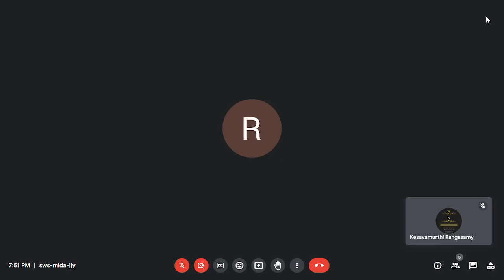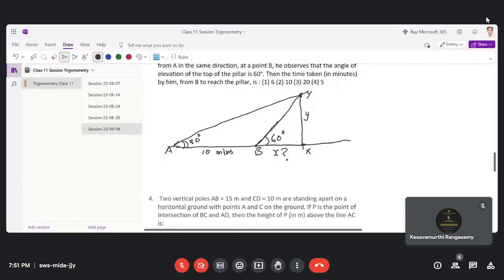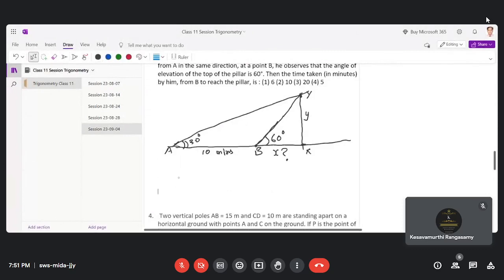I'm actually traveling right now, sir. Let's see what Akshaya is getting. Oh, okay. So you are not in a position to work. Yes, sir. Okay, fine.